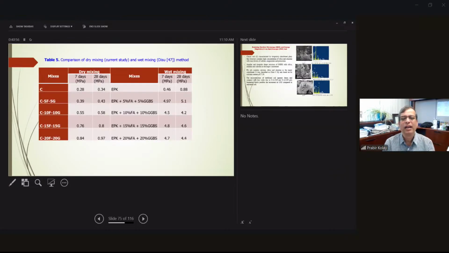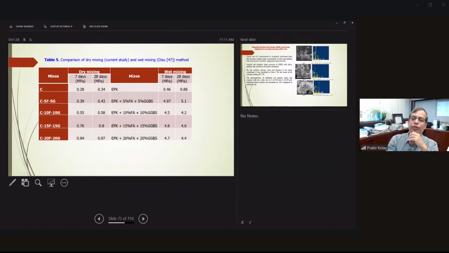So over here, as I mentioned, the dry mixing method is used. We used the wet mixing method also in earlier studies, so we compared dry mixing and wet mixing. What is the difference? Obviously, with wet mixing the strength is much more for the same combinations. For dry mixing at 7 days and 14 days, the MPa is much less every time. For dry mixing, the strength is every time much less compared to wet mixing.